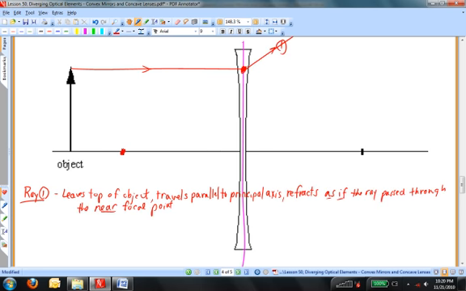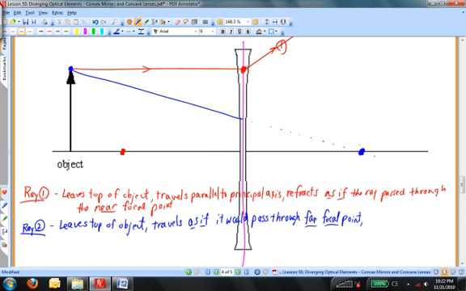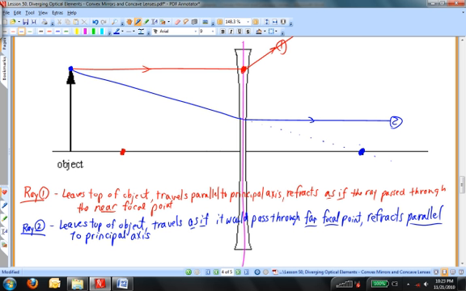Ray number 2. This, I think, is the hardest ray to draw, just as it was in the case of the convex mirror. Ray number 2 is going to leave the top of the object and travel as if it's passing through the far focal point on the other side. So I have to connect those 2 points together. When this ray reaches the refracting plane, it will refract and travel parallel to the principal axis. Already you can see that refracted ray number 1 and refracted ray number 2 diverge. They're going to form a virtual image.